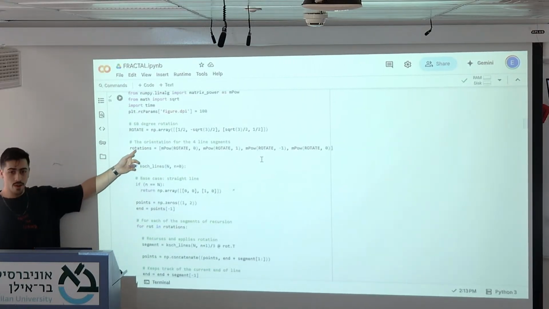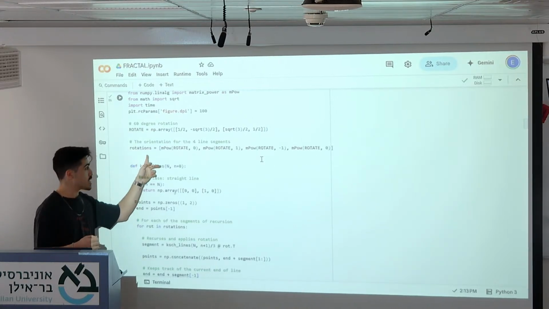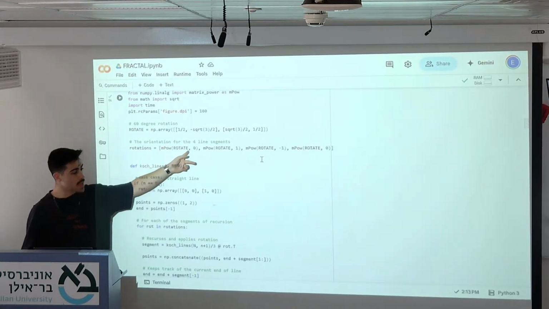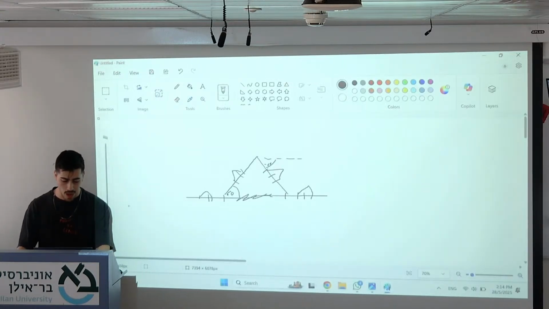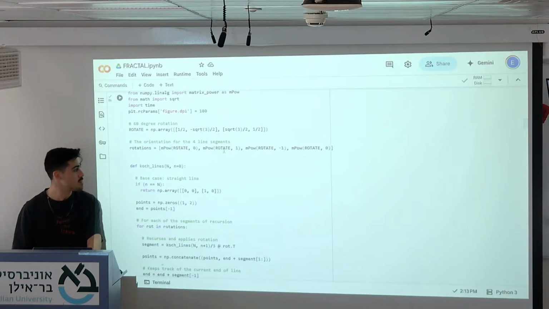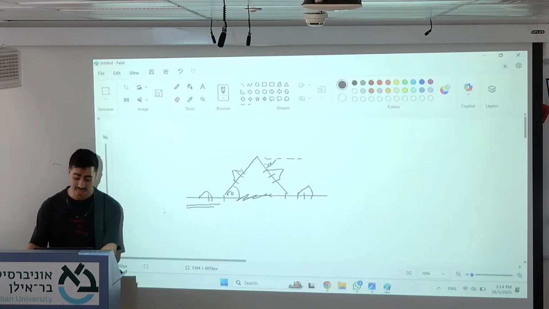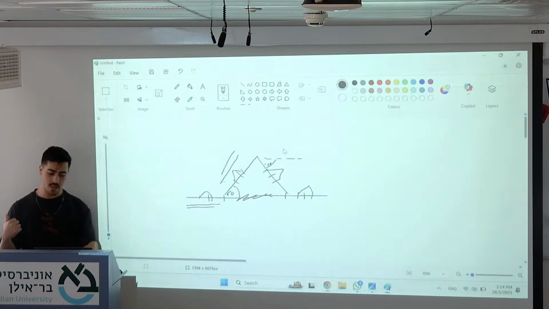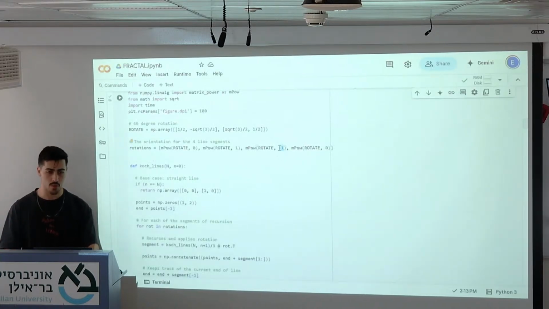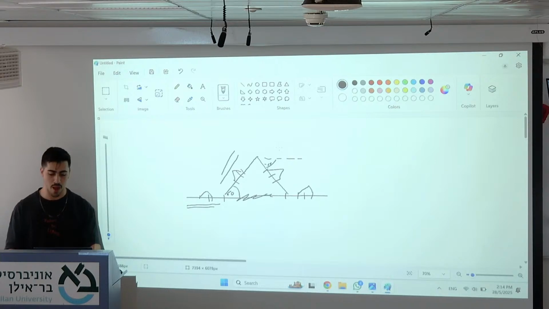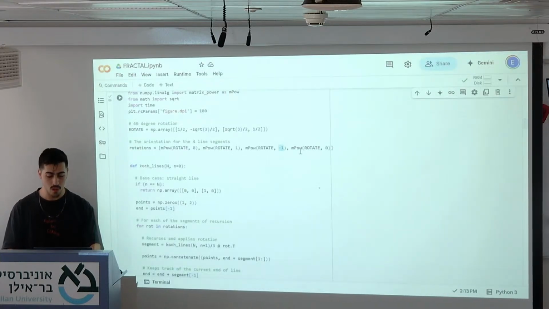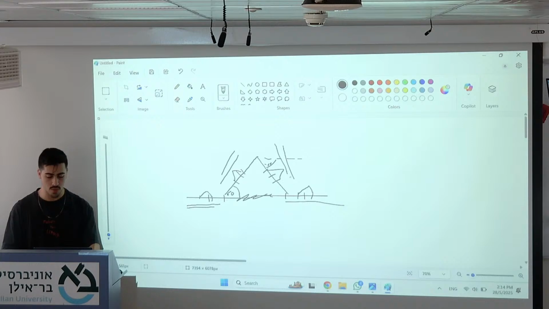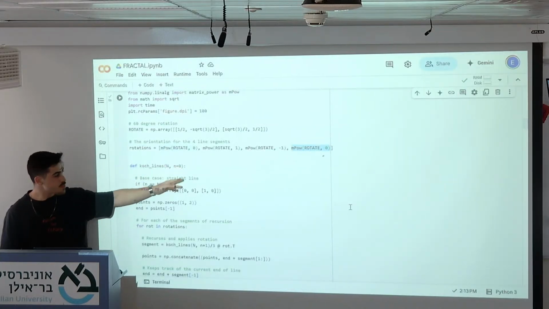Okay? And here, I make an array of rotations. So the first part is rotation matrix to the 0th power. Why? Because this part is flat. You need no rotation for this. And then you have the rotation matrix to the 1st power, because the second part of the line is rotated by 60 degrees. And then the third part, because it is rotated back by negative 60, you need the inverse of the rotation matrix, to the negative 1st power. So you get this. And then again, we go to flat, which means rotation matrix to the 0.